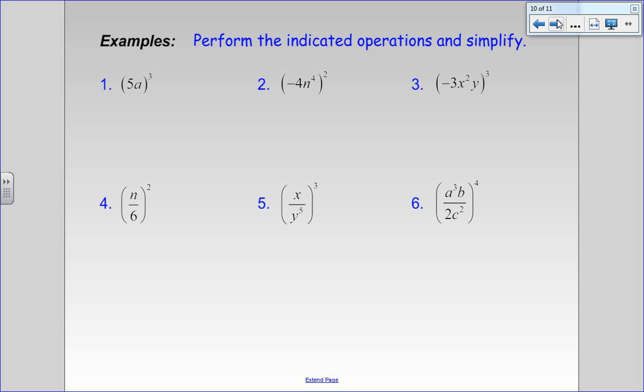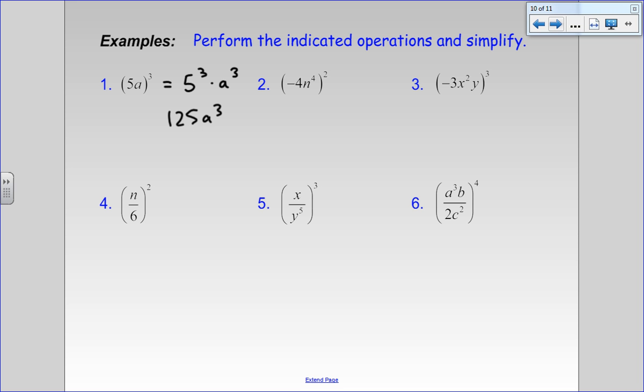Now let's use these properties to simplify some expressions containing exponents. In problem 1, we have the quantity 5a to the third power. Since it's a product raised to a power, we can raise each factor to that same power. 5 to the third power is 125. And so we have 125a cubed as our answer.